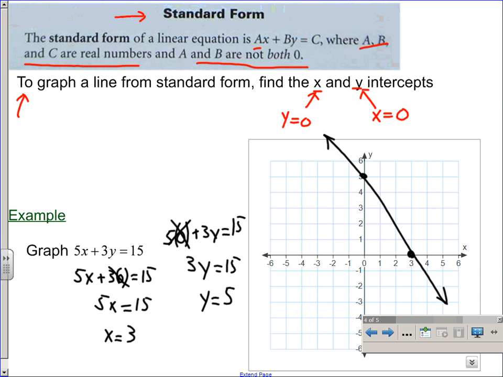So sometimes it's easier to graph a line when it's in standard form. Sometimes it's easier just to put it into slope-intercept form, solve for y, and get your mx plus b. It just depends on what equation you're given.